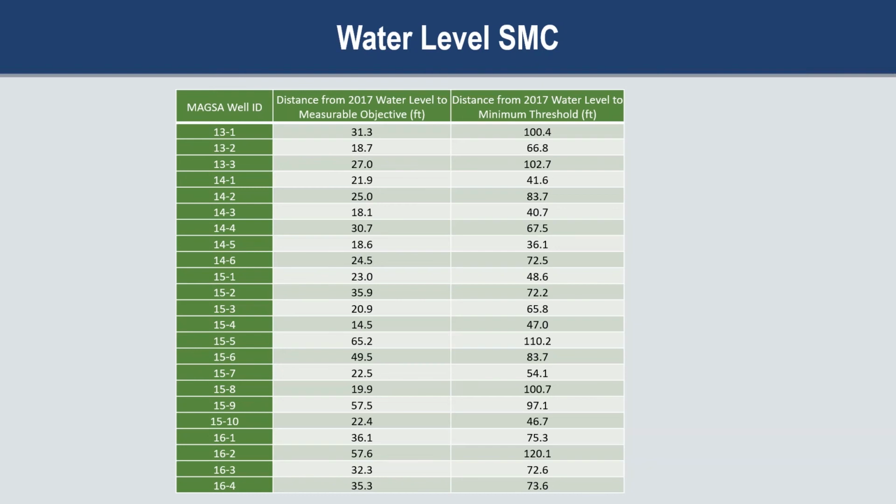So the MAGSA well IDs are based off of the township and ranges. So the 13-1, 2, and 3 are along the northern part of MAGSA, along the San Joaquin River, and then the 16-1, 2, and 3 wells are near the southern part of the GSA. So for the measurable objective, the water level will drop anywhere from 18 feet to about 65 feet, and the water level to the minimum threshold will drop anywhere from 36 feet to 120 feet towards the southern part of the GSA.